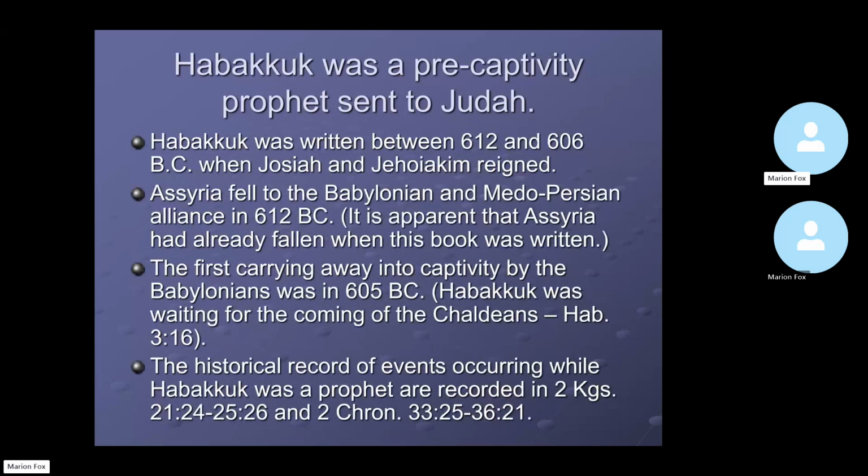That was a pretty good time frame. You put it in the middle, about 609 BC, probably approximately when it was written. You just roughly round it off at 610 BC. It would be pretty close. Now, the first carrying away was in 605, and Habakkuk was waiting for it. The historical record of the events that occurred while Habakkuk was a prophet is recorded in 2 Kings 21:24 through 25:26, and 2 Chronicles 33:25 through 36:21. So we have that historical background for studying these books.